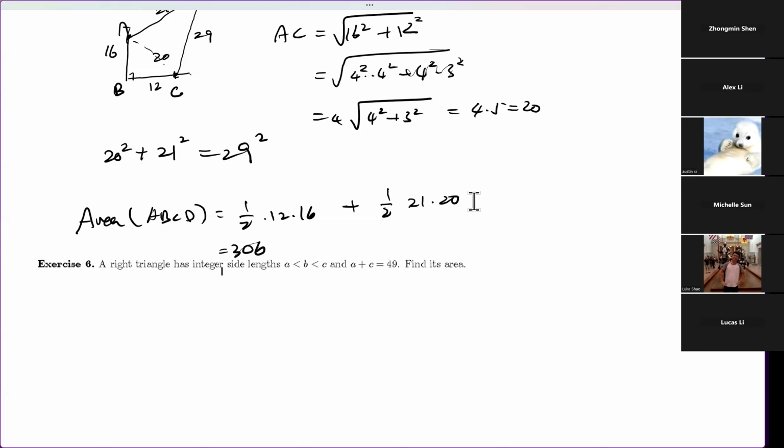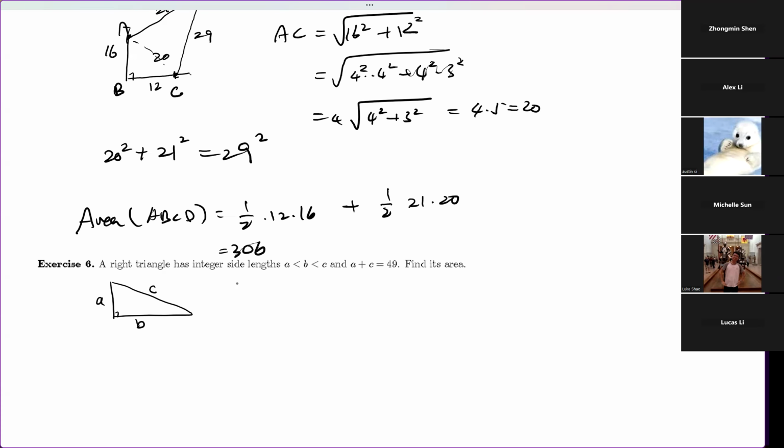All right. So are you done? You're not given too much information. So a plus c is 49, right? It's a right triangle. So I guess c should be the hypotenuse, right? So a, b, and c. But a plus c is 49.